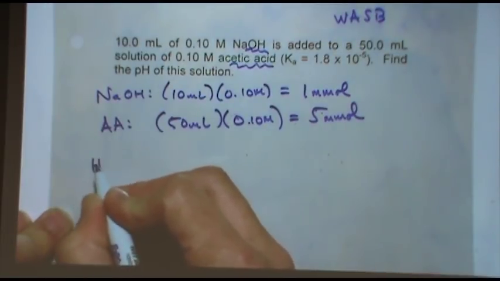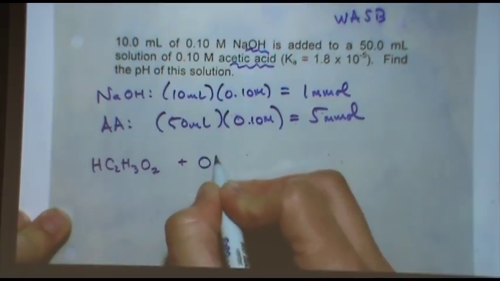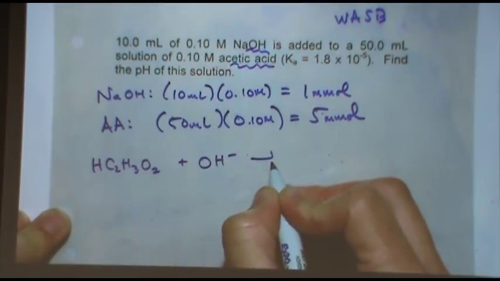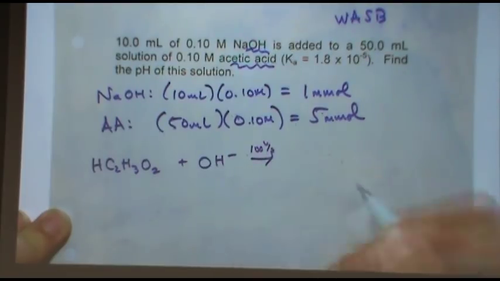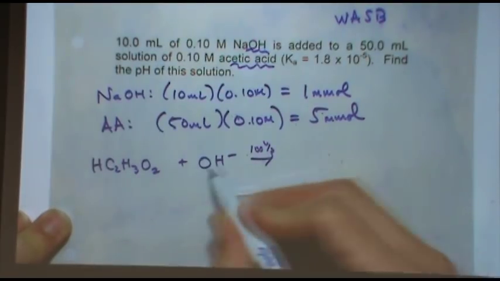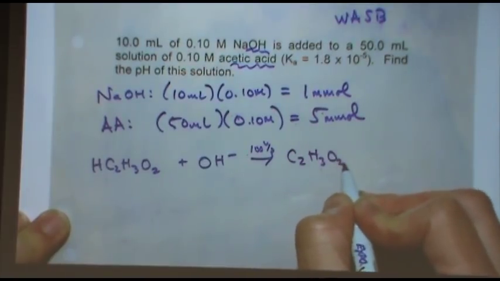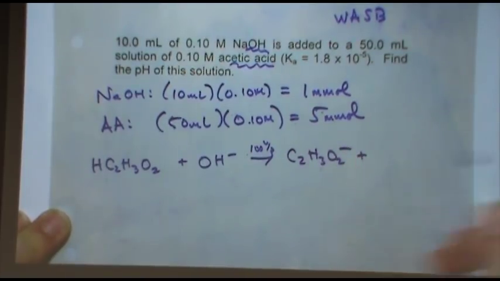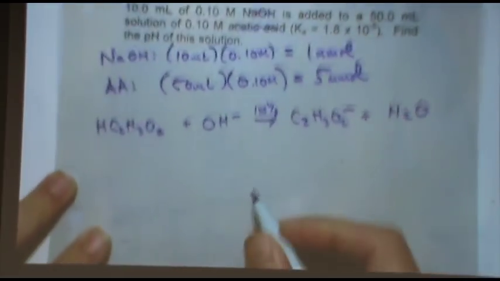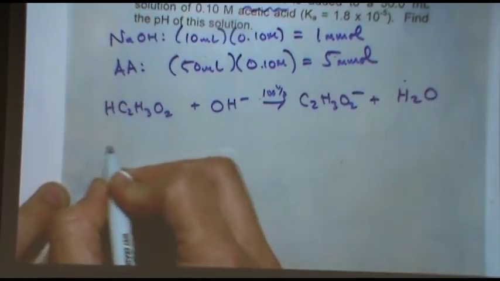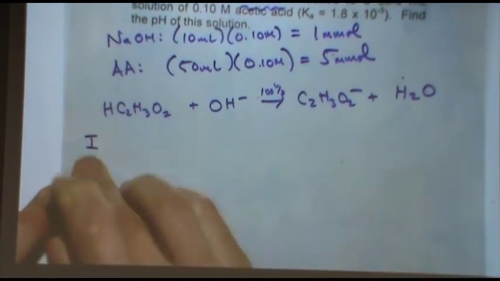Let's write that out. HC2H3O2. We're adding a base. And because the base is strong, this is going to go 100% to the right. The base will grab a proton from the weak acid, and the acid will lose a proton to the base. So that makes a lot of sense, right, Isaac? Yep. ICE? Oh, you don't have to do ICE, sorry.